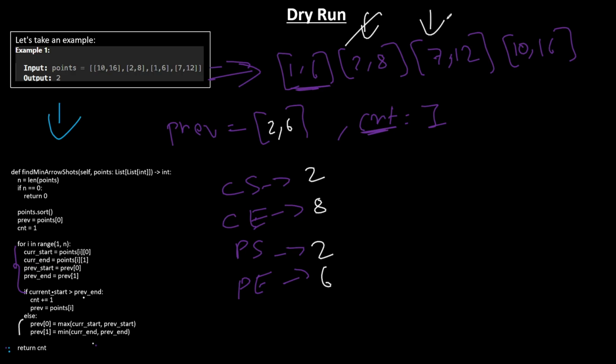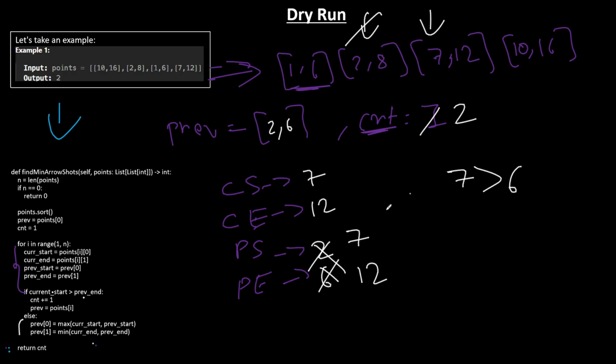Now we are standing at this particular range. So we will update this current start and current end here. So this will become 7 comma 12, right? Great. Now we'll check for this condition. Current start 7 greater than previous end, which is 6, right? So this condition becomes true, so that means they are not overlapping. So we'll increase the count to 2. Previous points will get updated. So this will basically get updated with 7 comma 12. Fine. And then we will move ahead to this part.